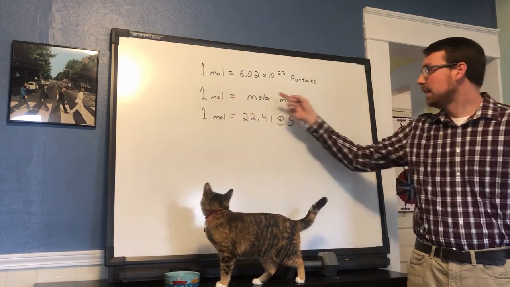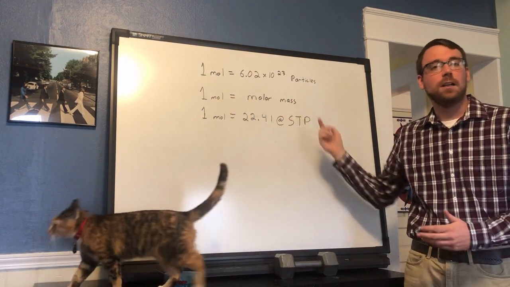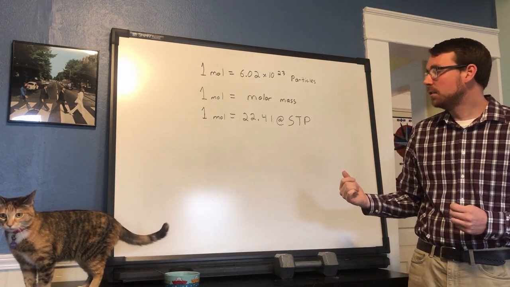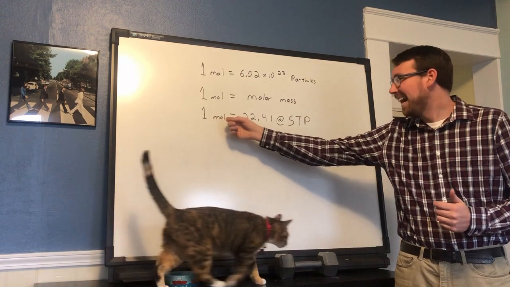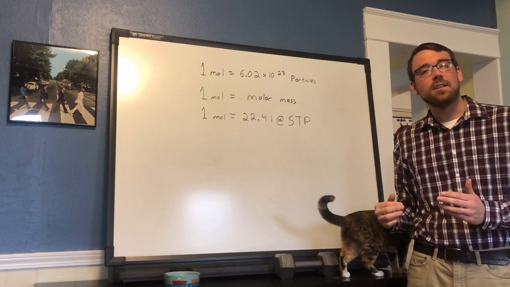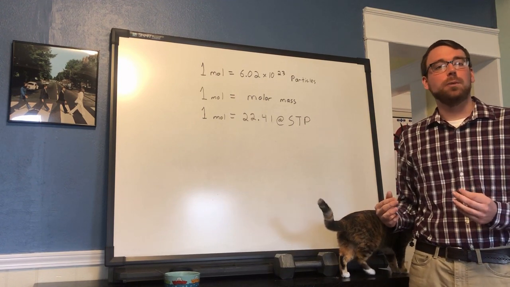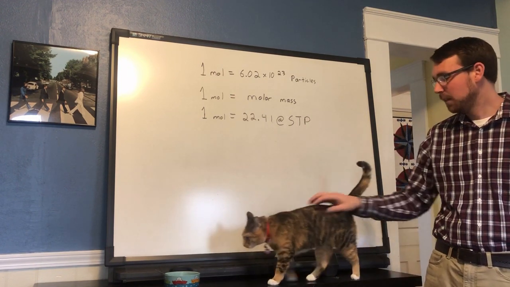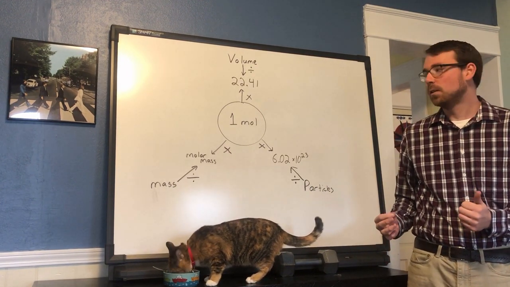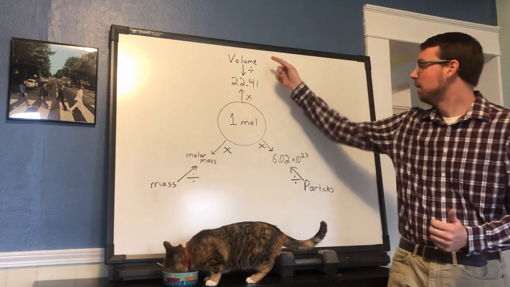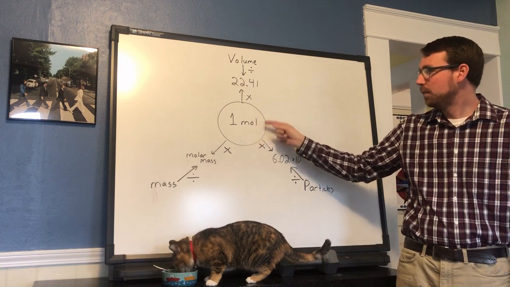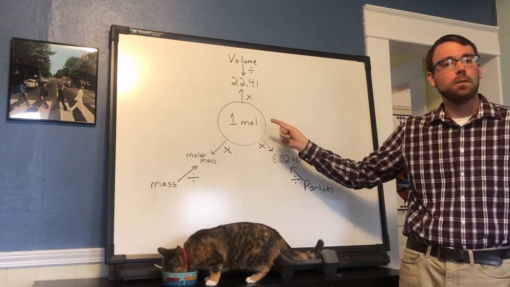1 mole is equal to the molar mass of a given compound, which we worked on in our last lesson. Also, 1 mole of a gas is going to take up a volume of 22.4 liters at standard conditions, which we call STP. Using the conversion factors, we can convert between mass, volume, particles, and moles. You will notice that the mole is the central unit among the four.